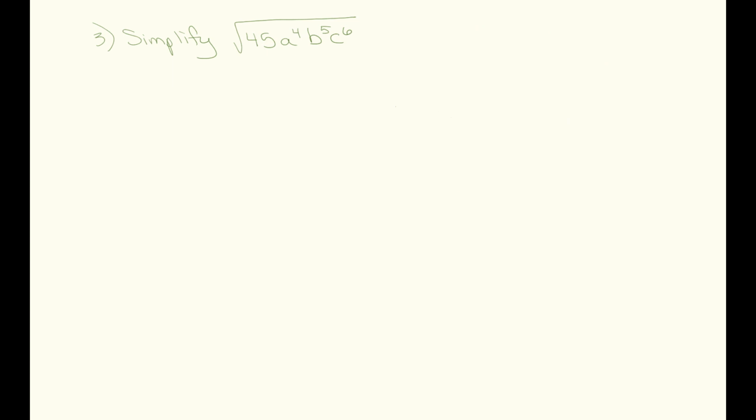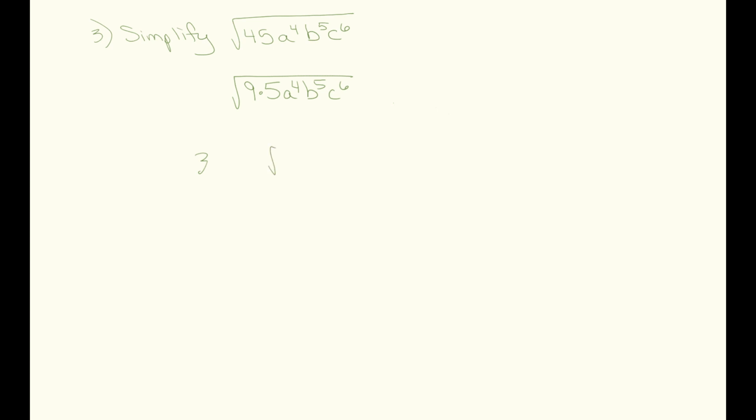Now I'm going to do a problem with variables. All right, so the first thing that we want to do is take care of the 45. 45 is 9 times 5. So I'm going to break that up first. And then I'm just going to rewrite my variables with their exponents. Okay, so what is the square root of 9? We know that's 3, and I can't do anything with the 5, so I leave that underneath.